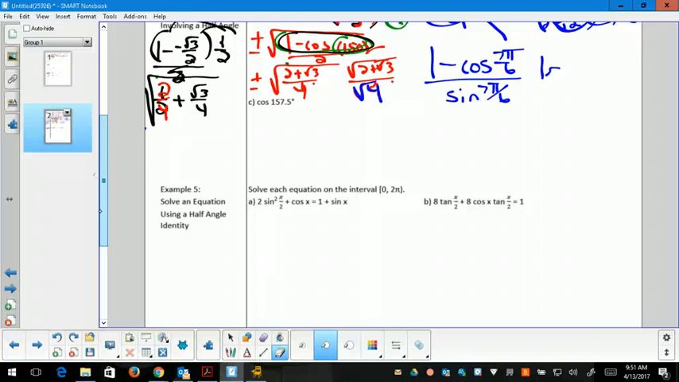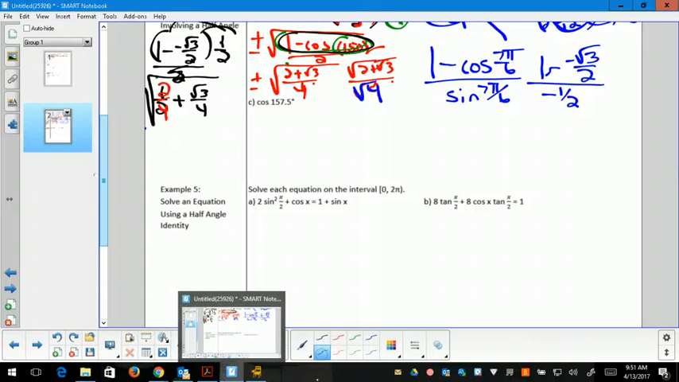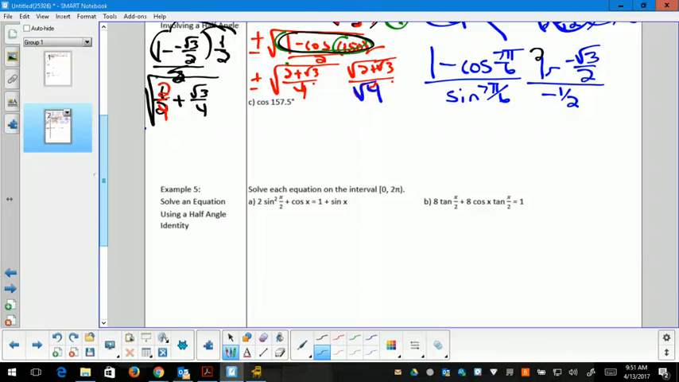So this is 1 minus negative square root of 3 over 2, over negative 1/2. Up top, I'm going to make that 2 over 2 just to have one denominator, because I've got a fraction on top of a fraction. So that's going to become 2 plus square root of 3 all over 2 because of the double negative.